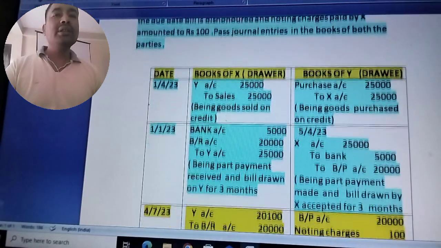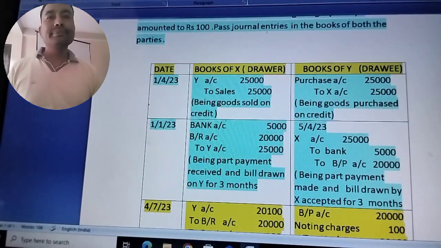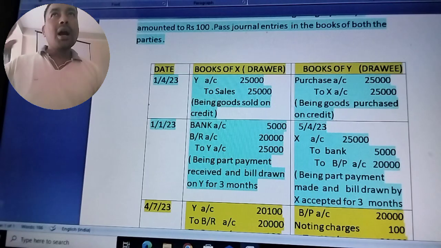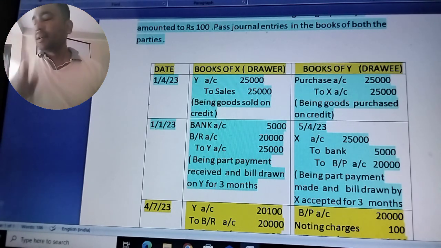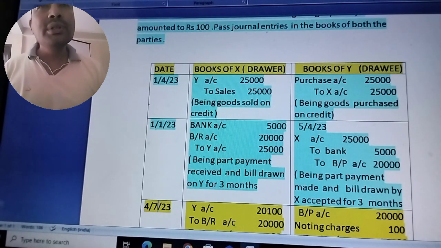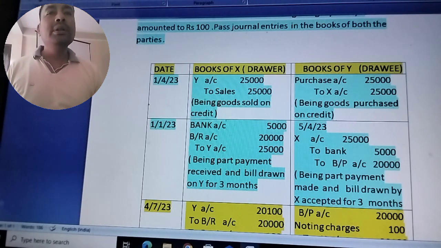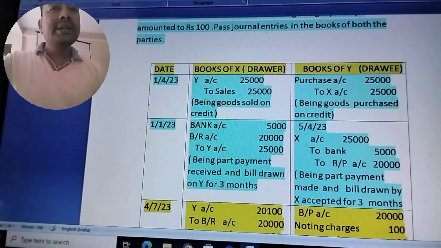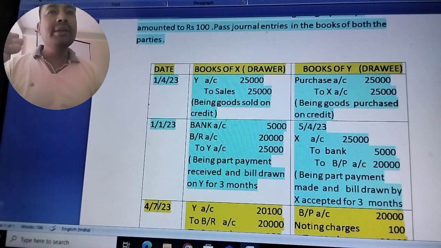And the second entry in the books of X will be, out of 25,000, 5,000 has been paid by Y, that is 5,000 received by X, and for the remaining balance Y accepts the bill. So when 5,000 is received, what will X do? He will debit bank account and he will credit the giver. So bank account 5,000, and who is the giver? Y is the giver. So for 5,000, bank account debit to Y account.